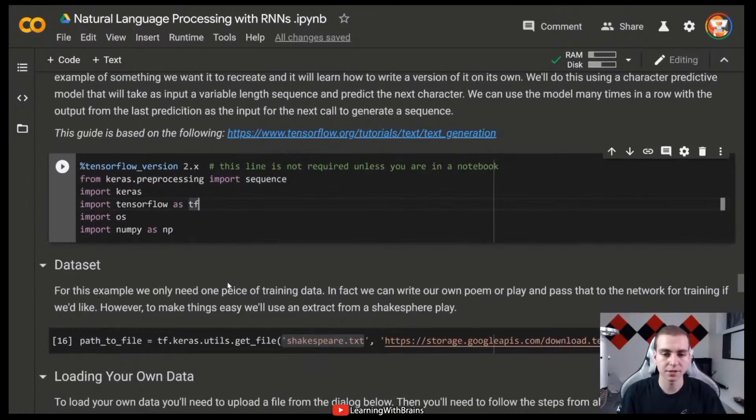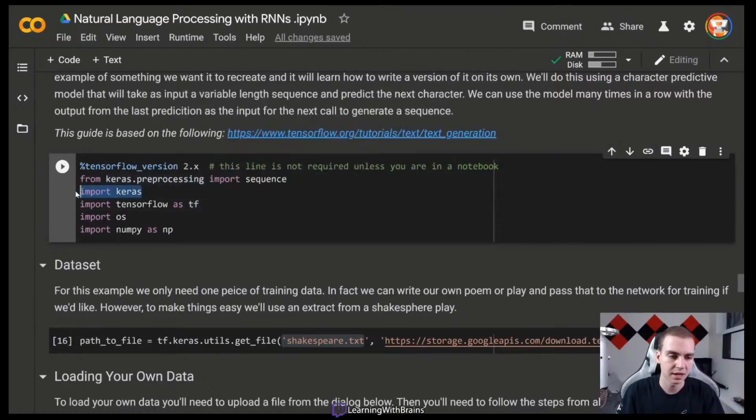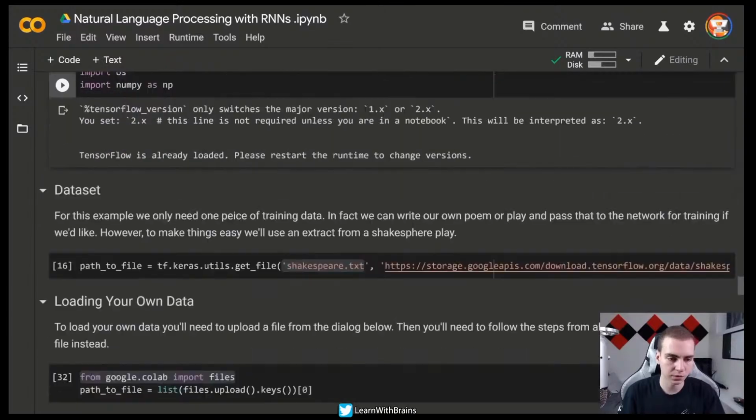So the first thing we're going to do obviously is our imports. So from keras.preprocessing, import sequence, import keras, we need TensorFlow, NumPy, and OS. So we'll load that in.